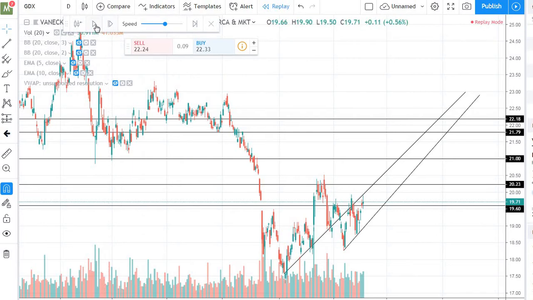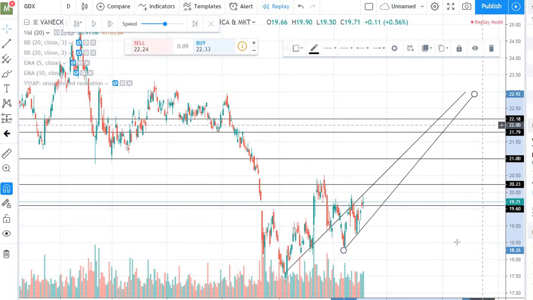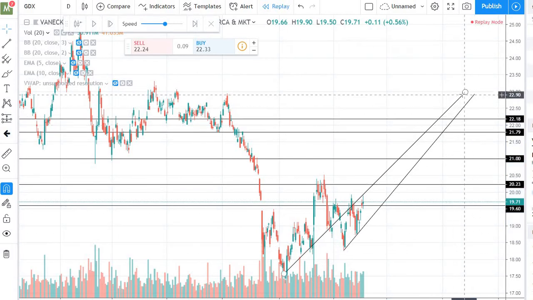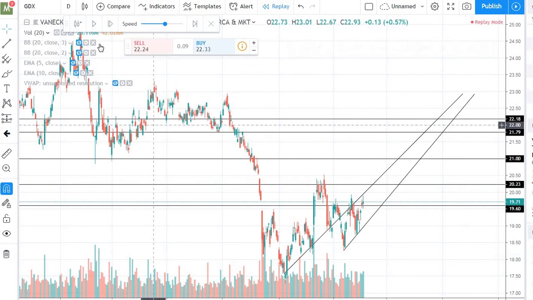So we're going to hit this play button here, and we're going to kind of see. I might have to adjust these trend lines. Like, I can't fully remember exactly where they go, but that should be pretty close, I think. There. Okay, so we'll hit play.